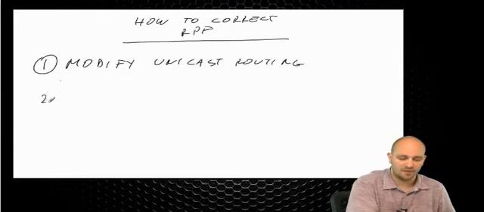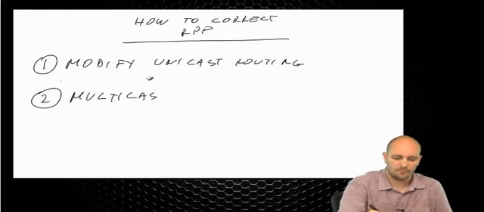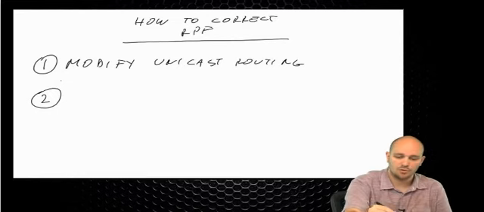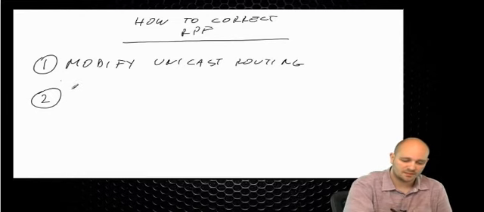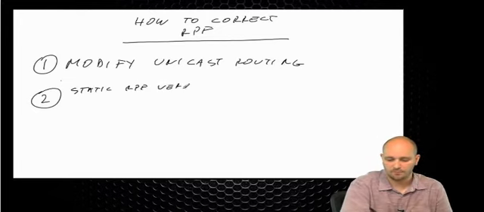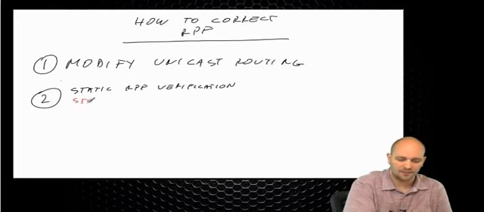You can correct the RPF by using multicast, or let me write this down. There are multiple names for this next feature. You can use static RPF verification, which is sometimes incorrectly called static multicast routes.